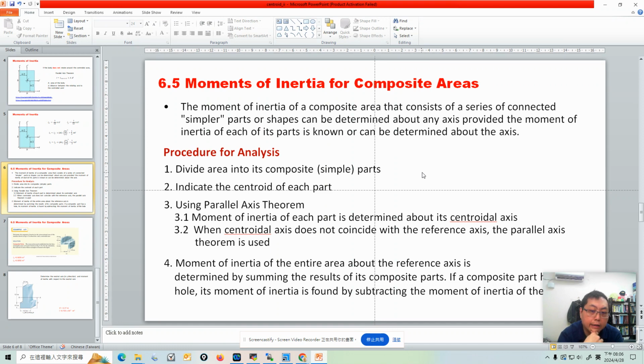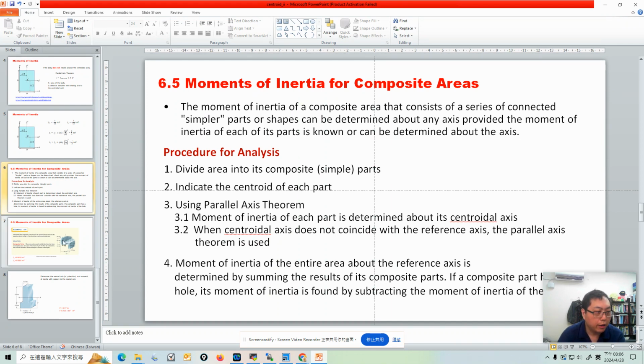During the calculation, you need to use the parallel axis theorem, because most of the time your simple part doesn't rotate about its own centroidal axis. We'll use one or two examples to show this.